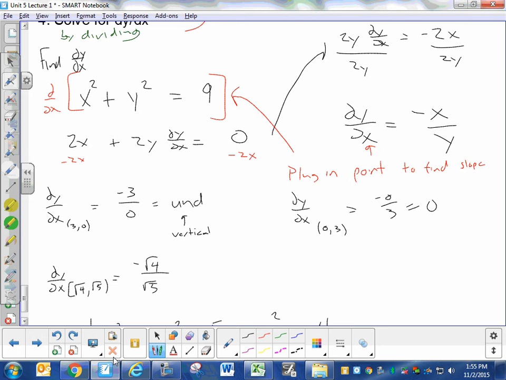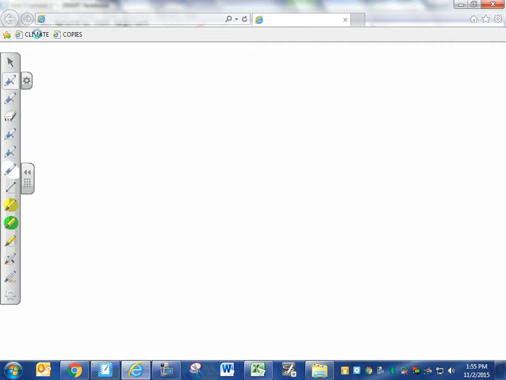Okay, so we understand what we can do with these. We plug in points to find the tangent slopes.